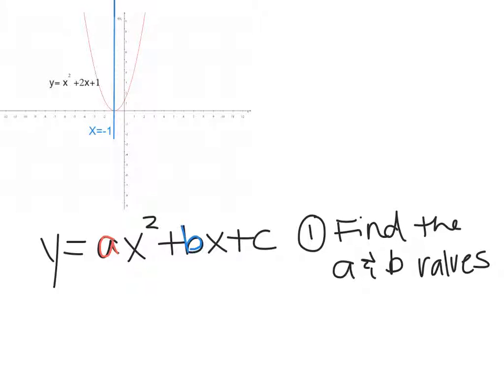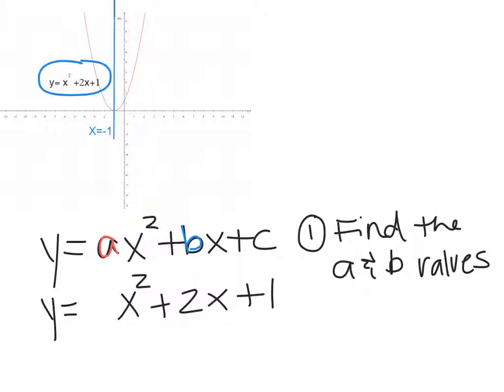Let's do step 1 using this equation right here on our graph. It's y equals x squared plus 2x plus 1. Now, the a value is always in front of the x squared. It can be positive or it can be negative. And the b value is always in front of the variable x, and it can also be positive or negative.